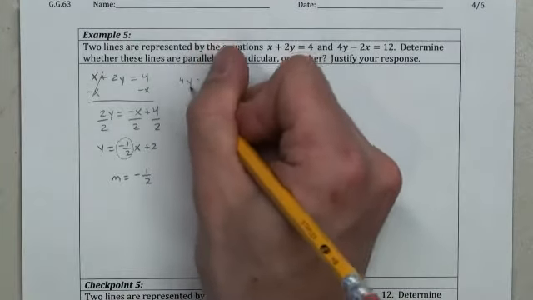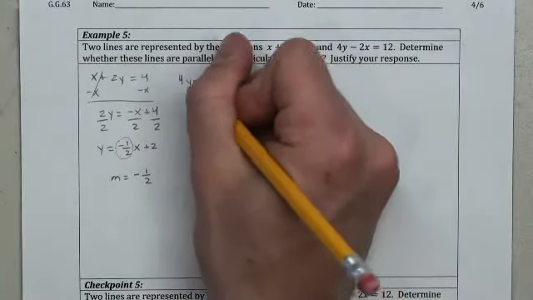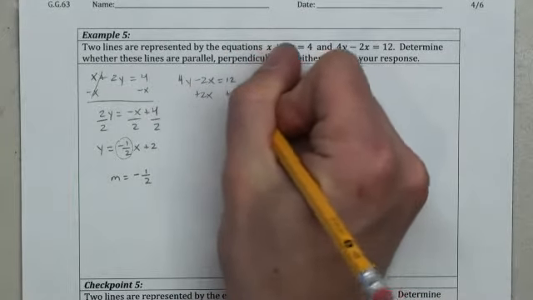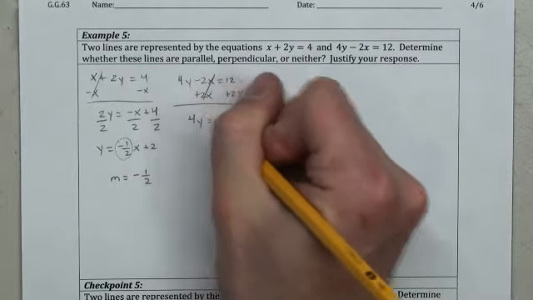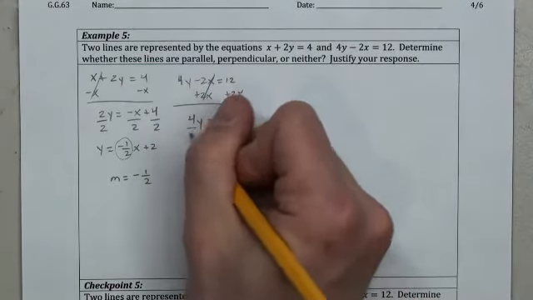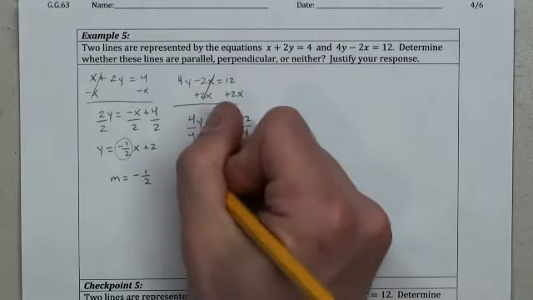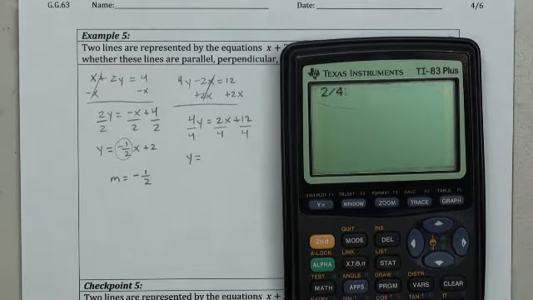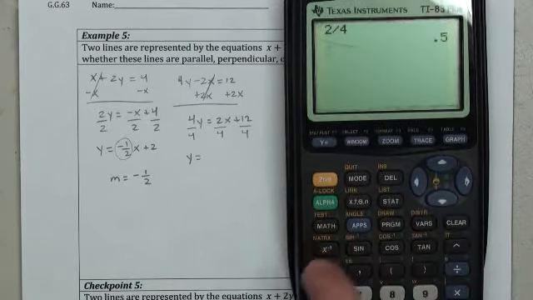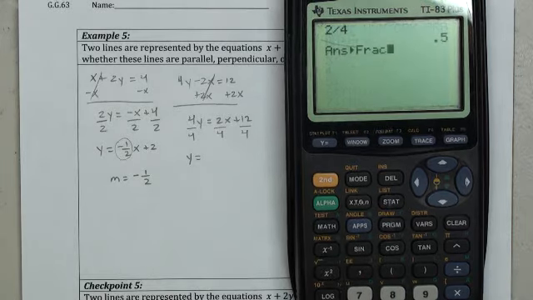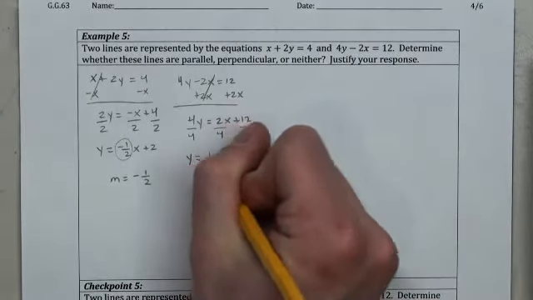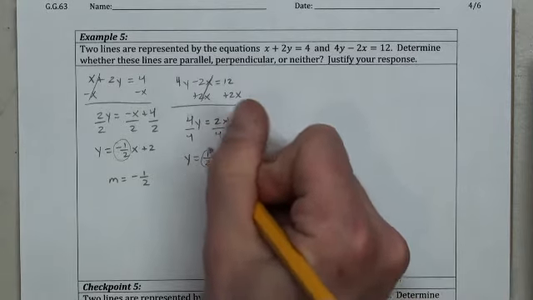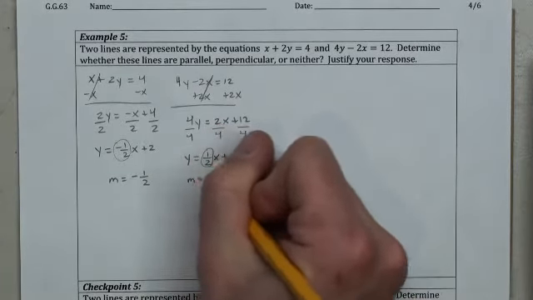Let's write the second equation. 4y minus 2x equals 12. Add 2x to both sides. 4y equals 2x plus 12. Divide everything by 4, and you get y equals, let's do that trick again. If I do 2 divided by 4 and I want to reduce that, I just hit enter, and then I hit math, and then I hit enter, enter, 1/2. So y equals 1/2 x plus, and then if you did 12 divided by 4 on the calculator, you would get 3. So the slope of this line is 1/2.